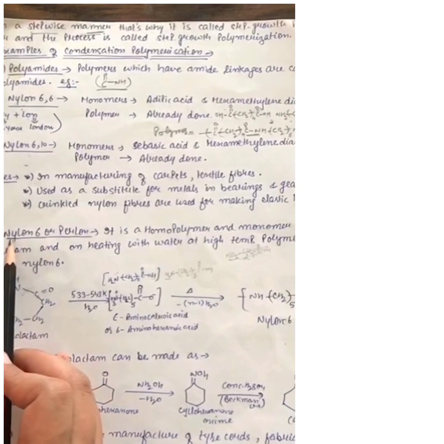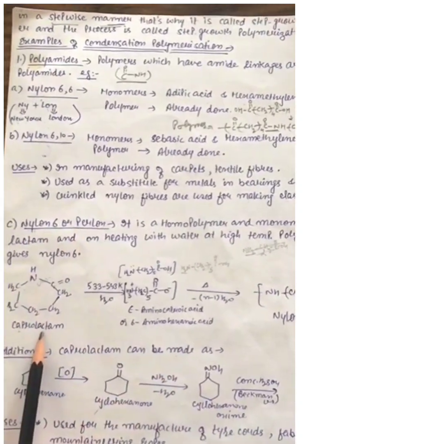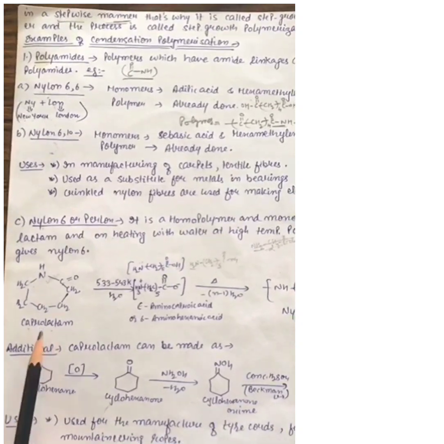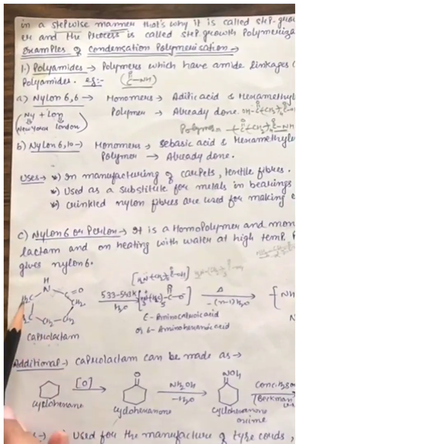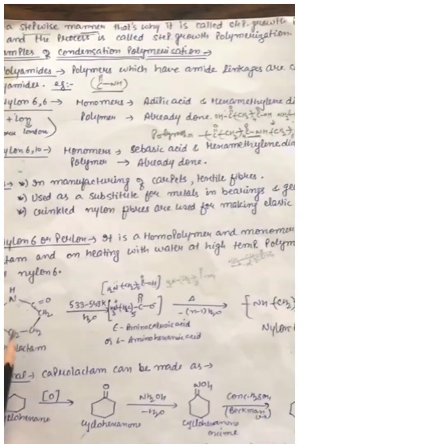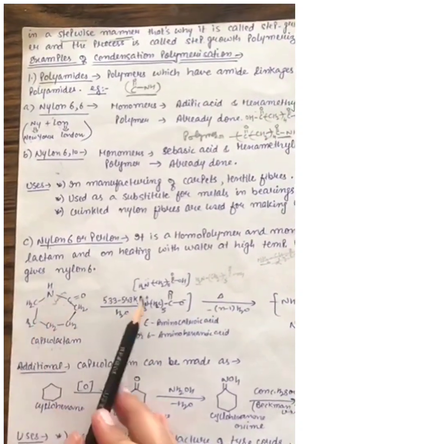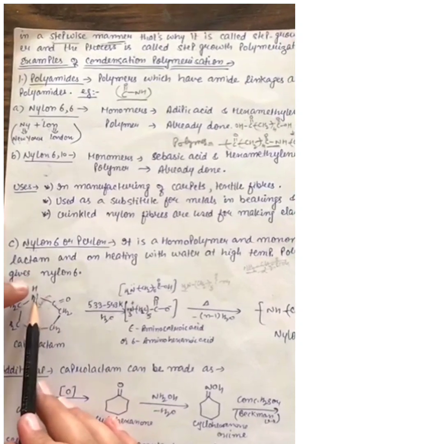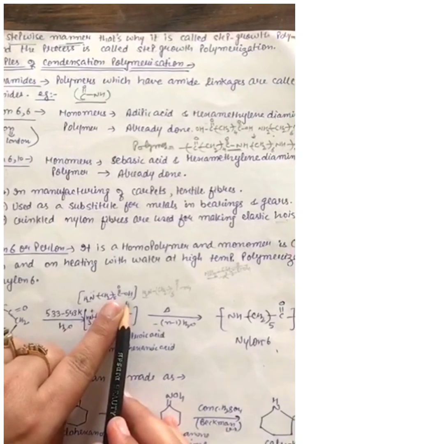Next is our nylon 6 or Perlon. Important one. The monomer used here is caprolactam. Students, please pay attention to its structure. Caprolactam is a cyclic structure in which total 6 carbons will be there. 1, 2, 3, 4, 5 and 6. So this is the caprolactam, and when you hydrolyze this, this bond will break and the chain will open by NH2, these 5 CH2, and this is the COOH.